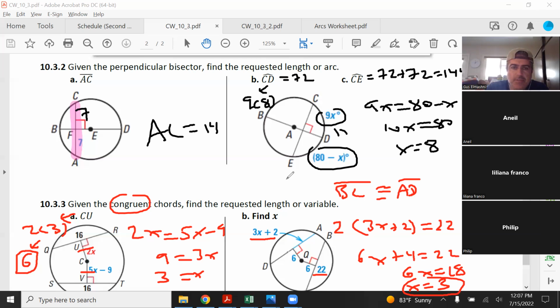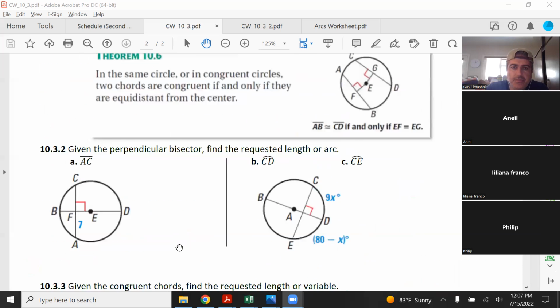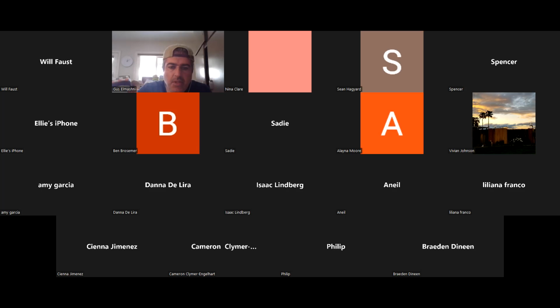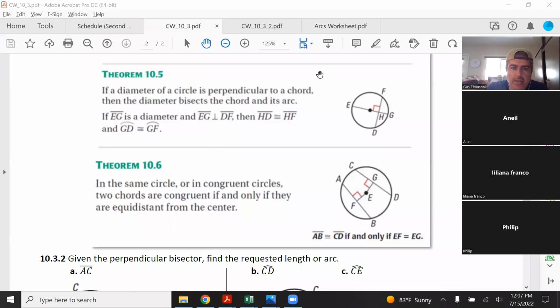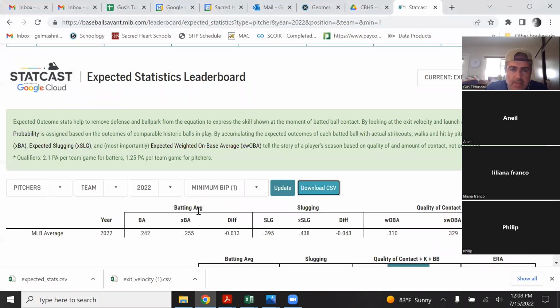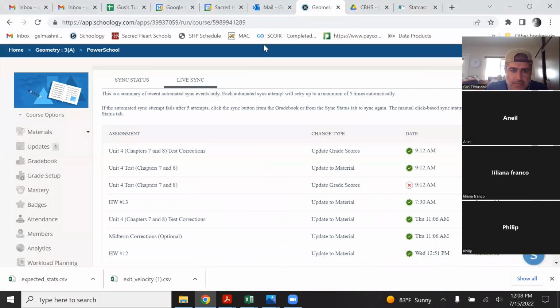So we'll clear this. And actually, I'll go back to sharing my screen again. So now you guys are going to work on this packet, the 10.3 worksheet. It's in the packet handed out to you guys. Also, you can find it in Schoology.